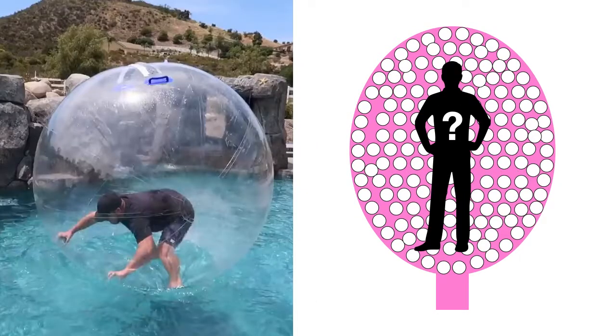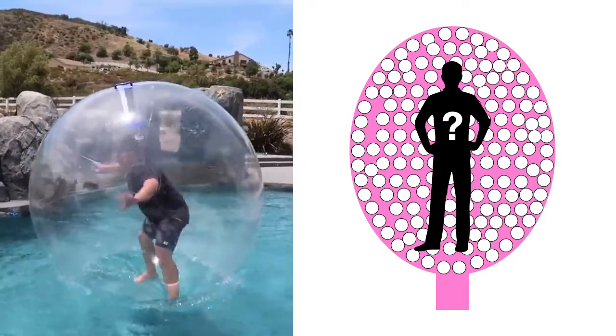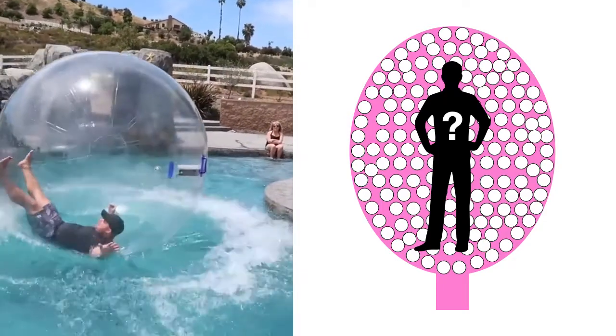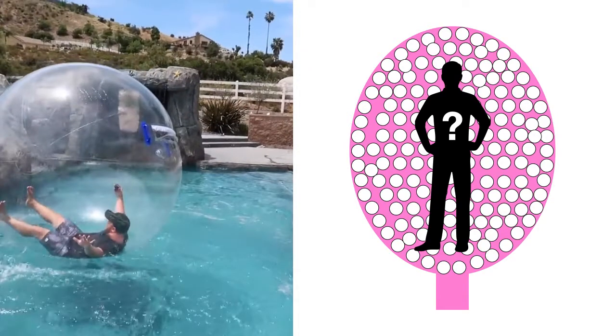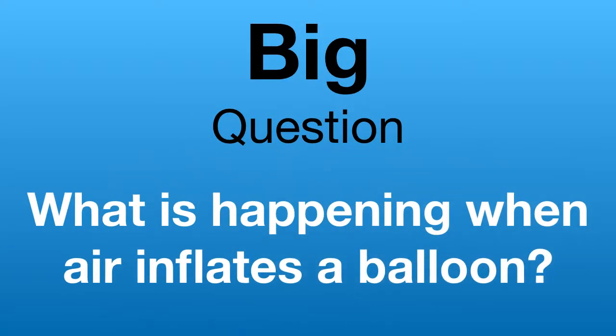And here's another example. This guy is in a big inflated plastic ball. It's just like a balloon. It looks like the ball is filled with air, but he's able to move around inside of it as if it were empty. If all the space is taken up by air particles, he shouldn't even be able to fit inside, and definitely not move around like that. What's happening here? Well, this leads to today's big question. What is happening when air inflates a balloon?